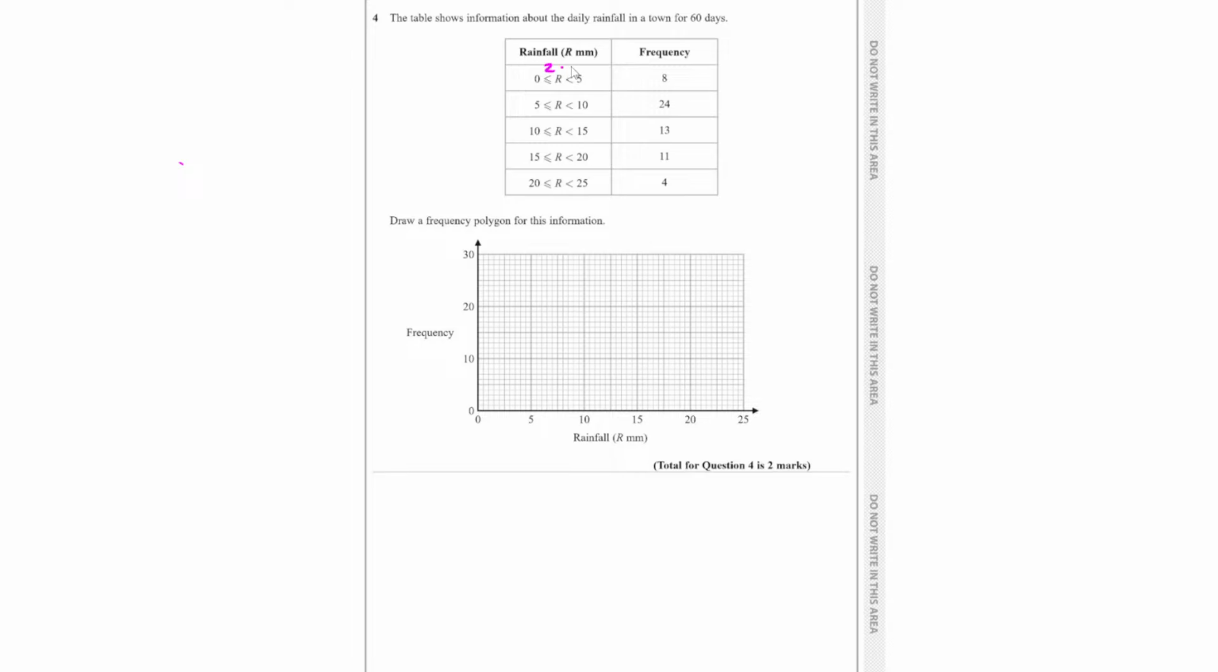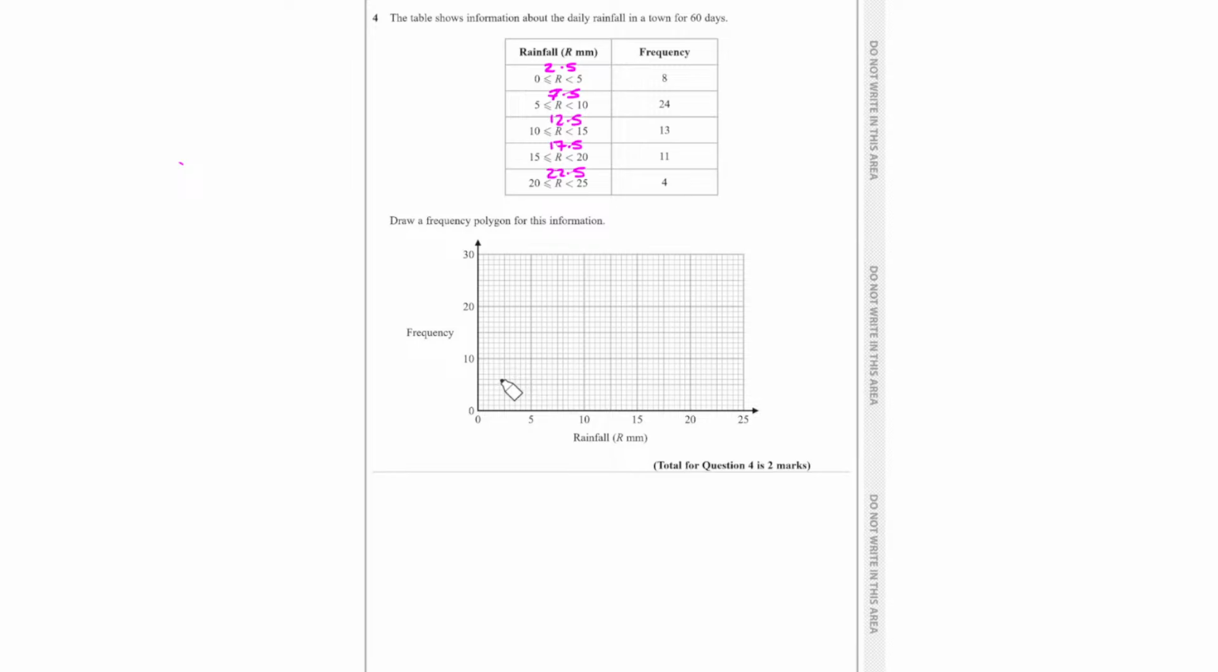So this one's obviously 2.5, 7.5, 12.5, 17.5, and finally 22.5. And then we're just going to plot crosses on each of those. So we go across by 2.5, check the scale. You can see that's obviously halfway between these two lines, the 0 and the 5, halfway.